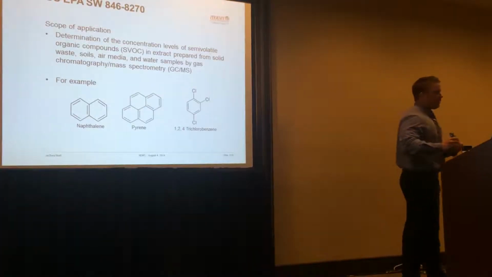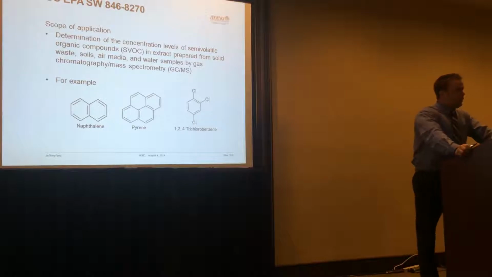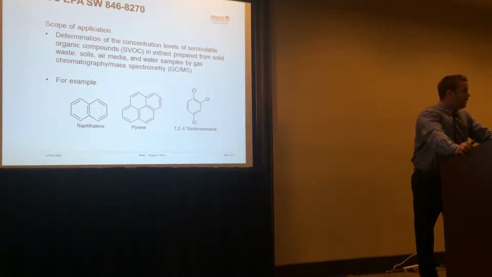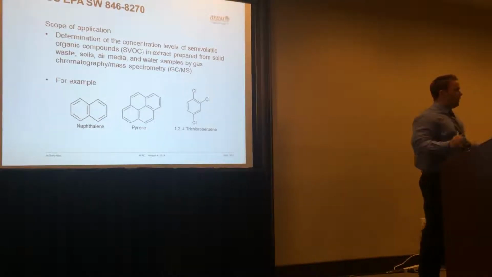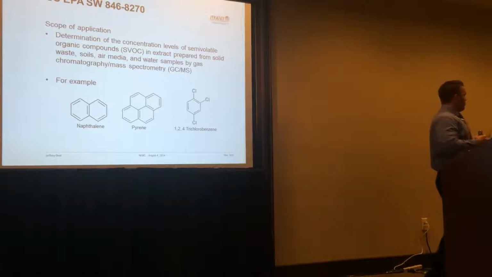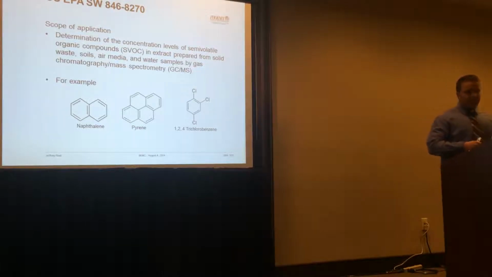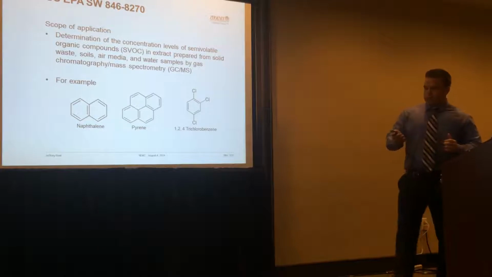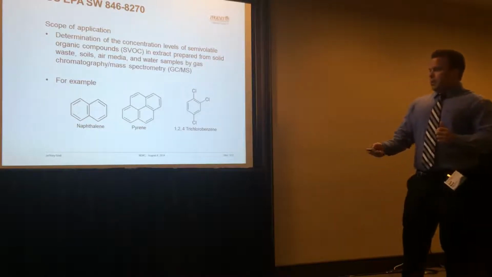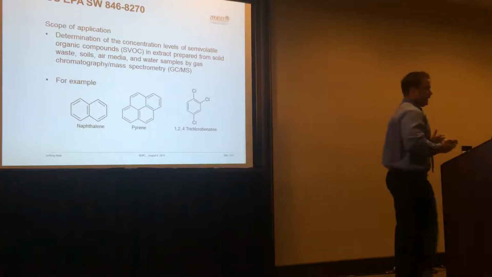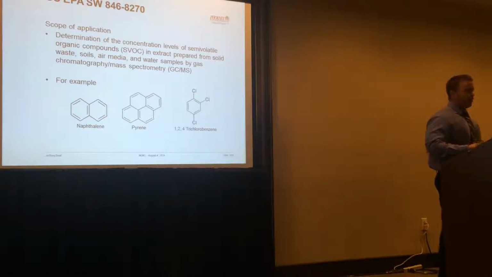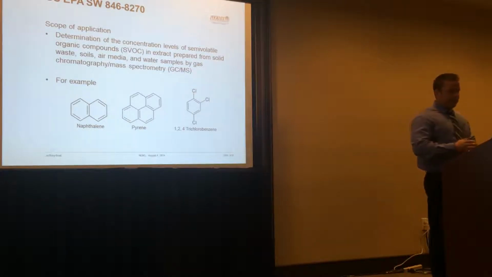So the scope of application is for US EPA 8270. What it does is determine the concentration levels of SVOCs, semi-volatile organic compounds, in different matrices. These matrices can be soil, water, oil, whatever it could be. It's determining what these compound levels are. Here are some examples: naphthalene, pyridine, trichlorobenzene. The list is over 80 compounds, but these are just some common compounds for that method.